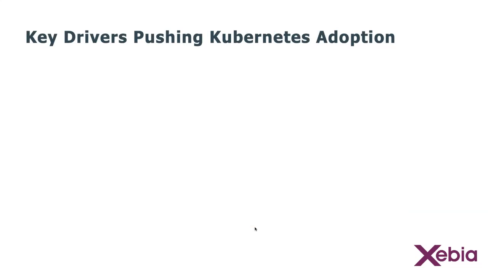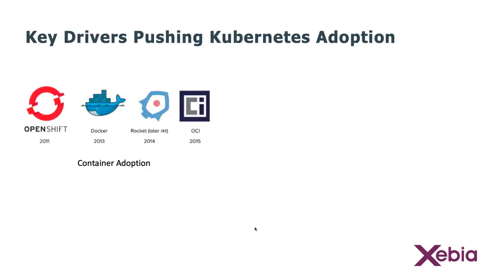Now, for the last couple of years, Xebia has been helping multiple organizations build their Kubernetes-based platform. And what we see is that there are three main key drivers that are pushing the adoption. The first is the container adoption that we just saw. It started with platform as a service with OpenShift. Then we have Docker, Rocket, and now we have OCI, the Open Container Initiative, which gives you a standard way to build container images. Now you can have multiple implementations of it. Docker is just one implementation of OCI.